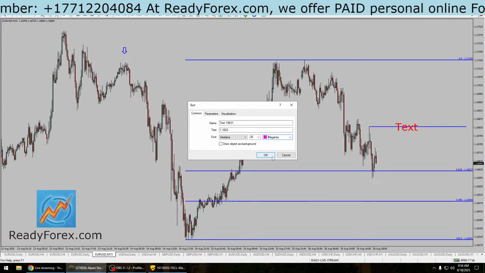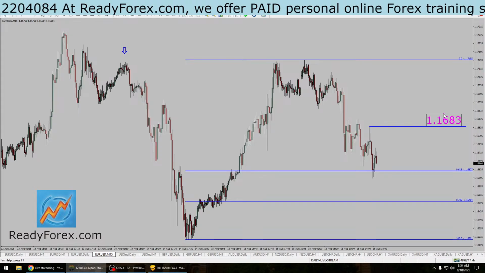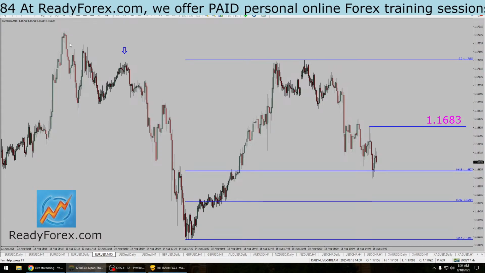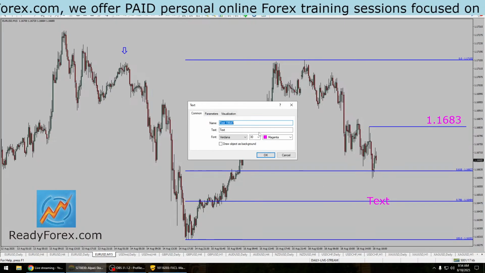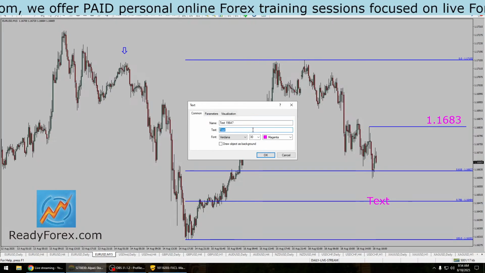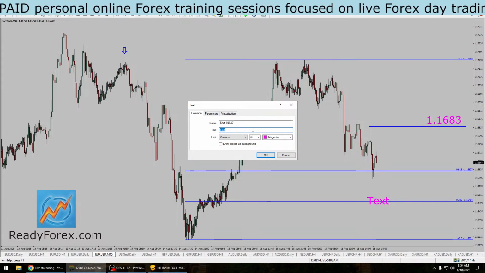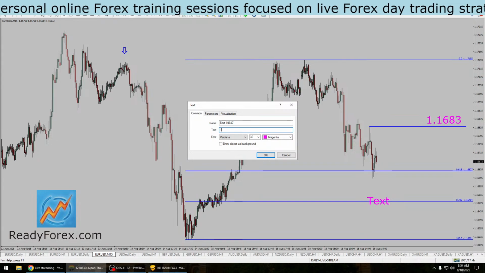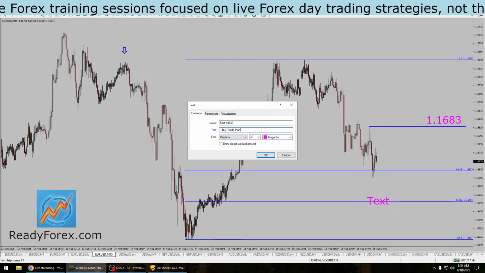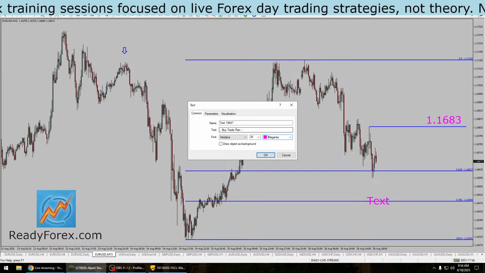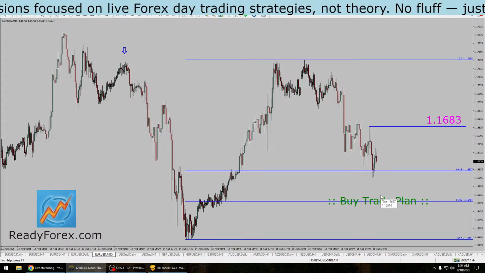So if we do get a bullish breakout above the 1.1683 level, my plan is to look for a buy trade setup, but I'm going to use my day trading strategy. You can use your own day trading strategies. If you do not have a day trading strategy, check out my website. So this is my buy trade plan in the EURUSD currency pair.